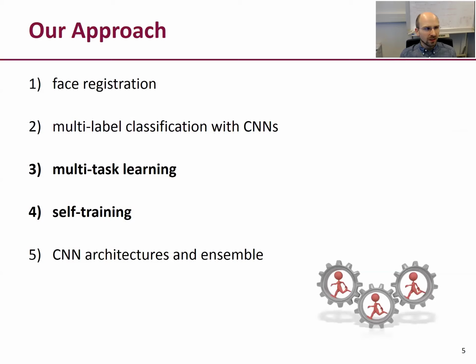Now let's have a look at our approach. Here I will show you 5 aspects. First, the face registration, then multi-label classification with CNNs, then the 2 main novelties, which are a specific form of multitask learning and applying self-training. And last but not least, I will show you the CNN architectures and talk about the ensemble we use.